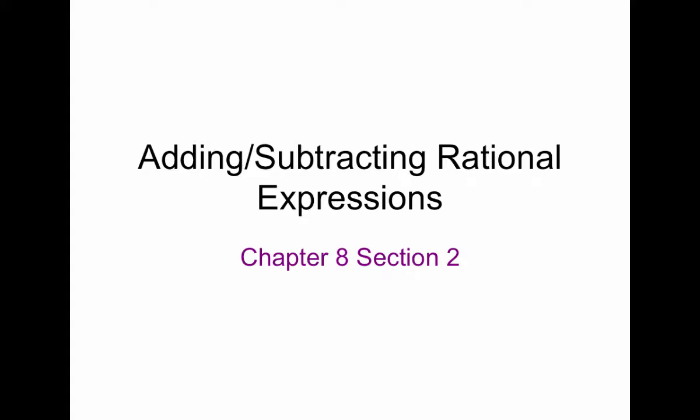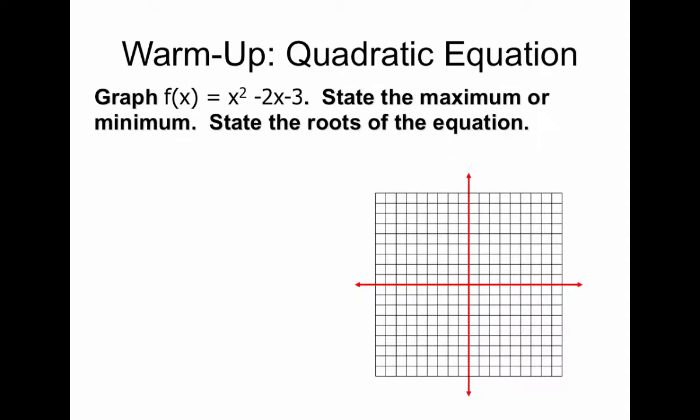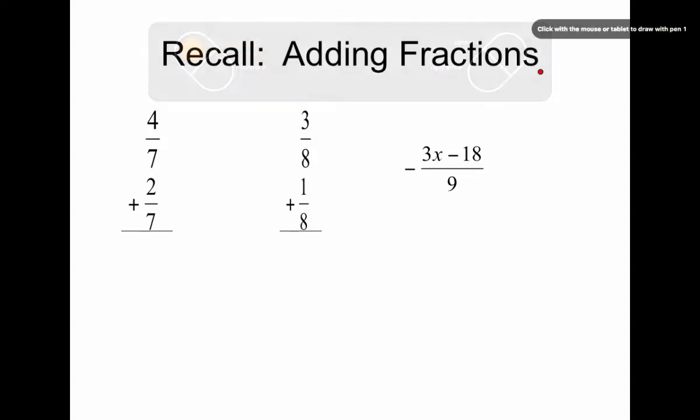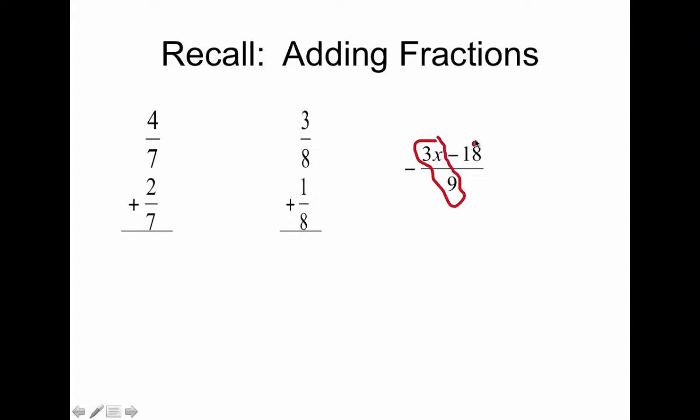We're going to add and subtract rational expressions now, Chapter 8, Section 2. Let's start with simple adding of fractions. In order to add fractions, you need to get a common denominator. So you've got 4 sevenths and 2 sevenths is 6 sevenths, and then 3 eighths and 1/8 is 4 eighths. Also, please remember that you could split this up here.